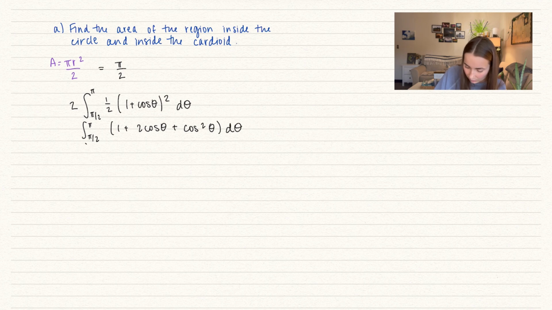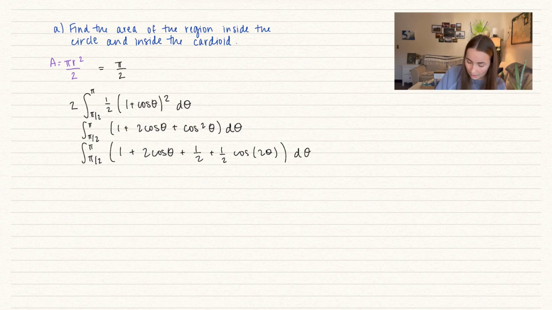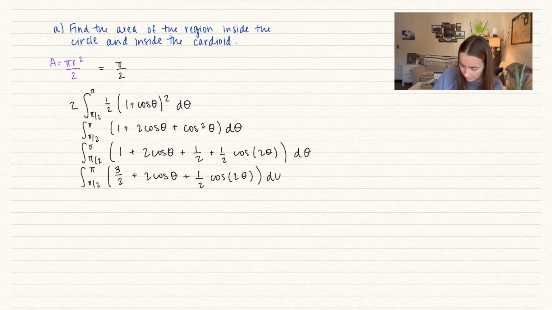And to integrate the cosine squared of theta, we've got to plug it into that little formula, right? We get 1 plus 2 cosine of theta plus 1/2 plus 1/2 cosine of 2 theta, that little double angle identity. Now we can combine some like terms. We have the integral from pi over 2 to pi. 1 plus 1/2 is just equal to 3/2, and then everything else stays the same. And now we've got to go ahead and integrate, right?